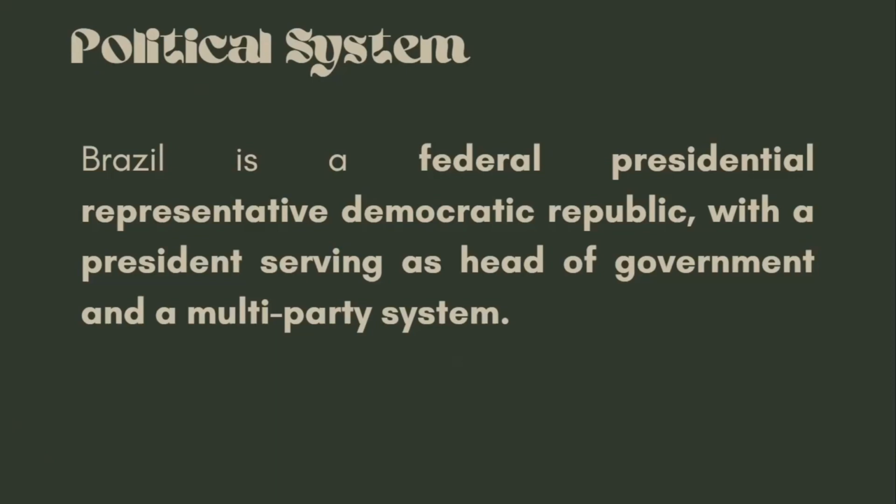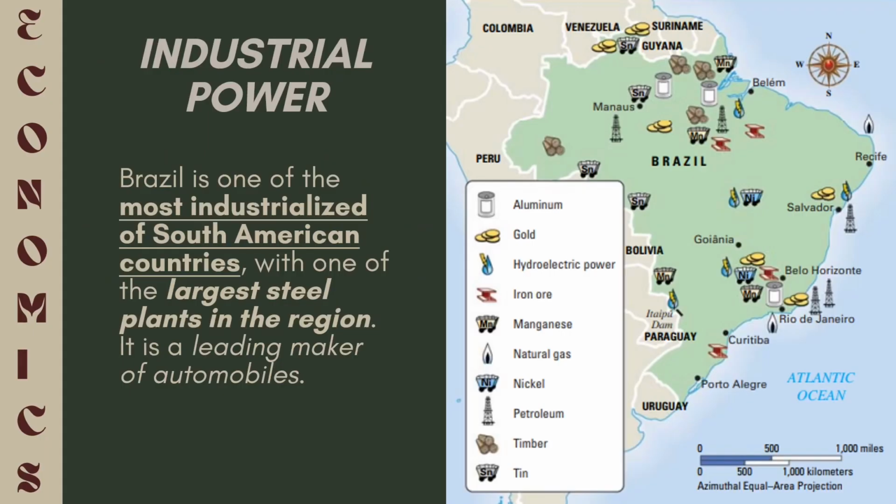Thank you. Brazil is one of the most industrialized countries in South America, and they have some of the largest steel plants, and they are also a leading maker of automobiles, since over half of the cars use ethanol, a fuel that comes from sugarcane. So again, agriculture is connected with this, and this ethanol is less expensive than imported oil.